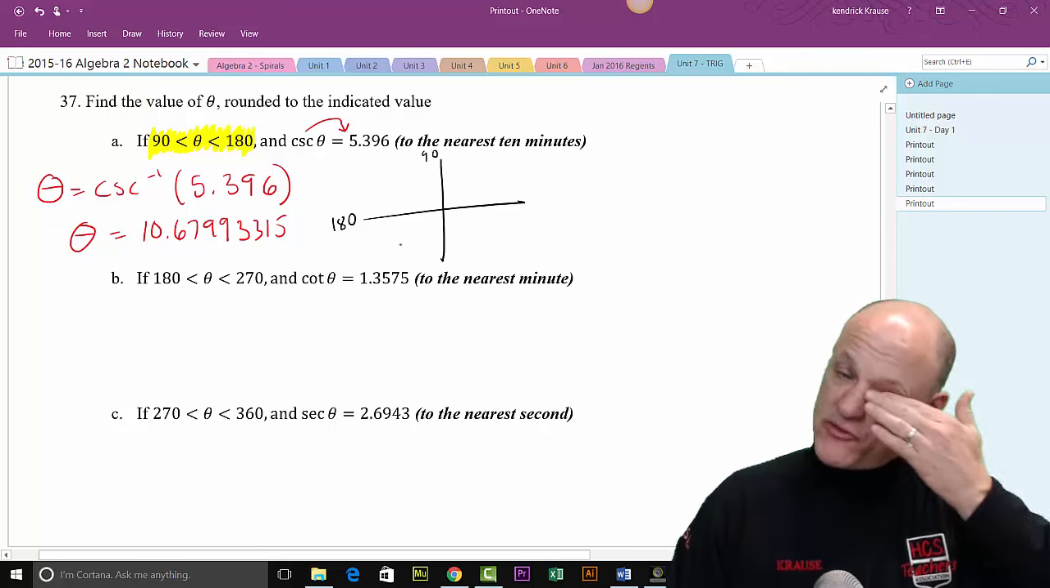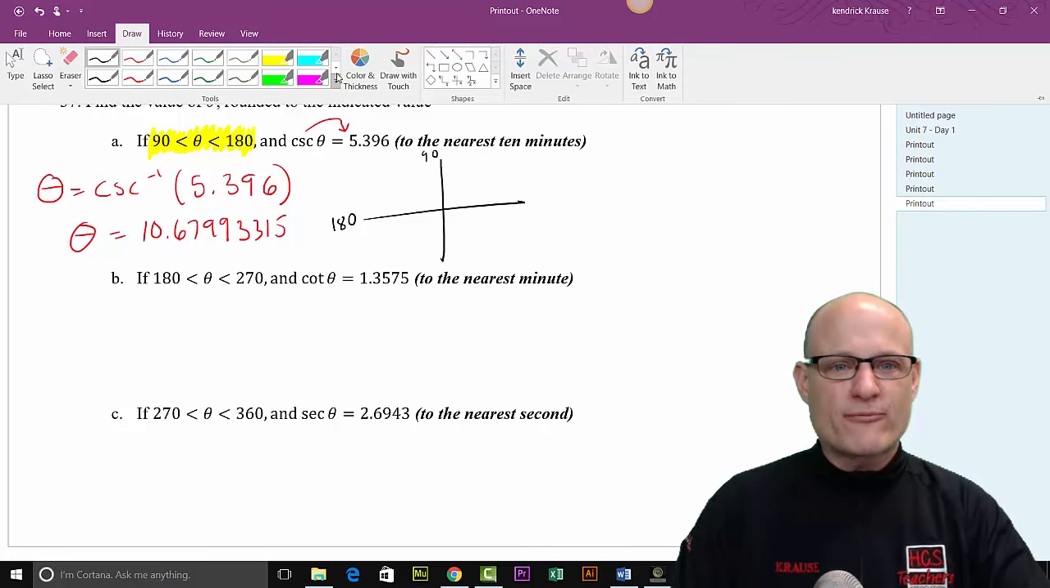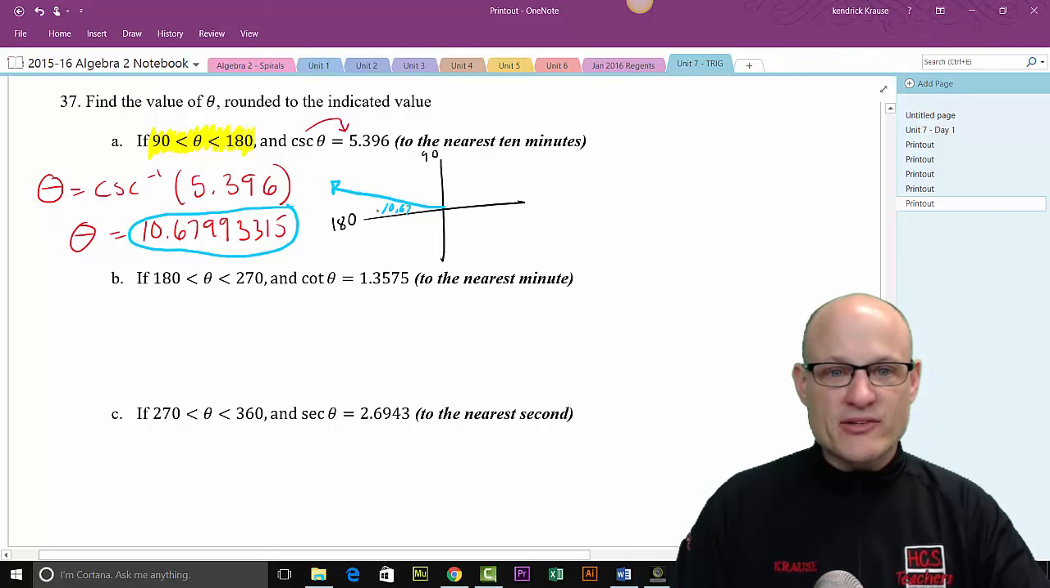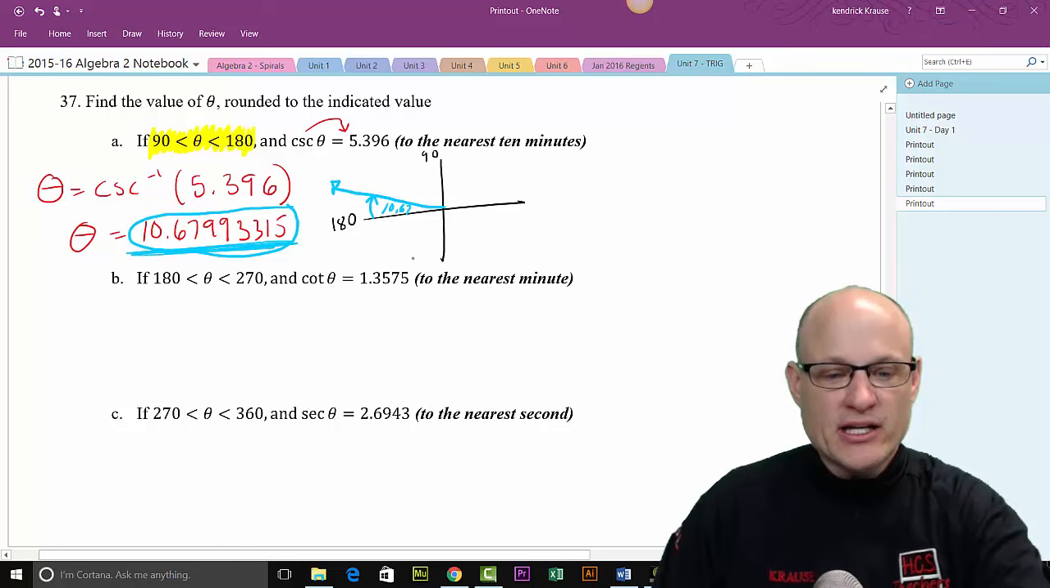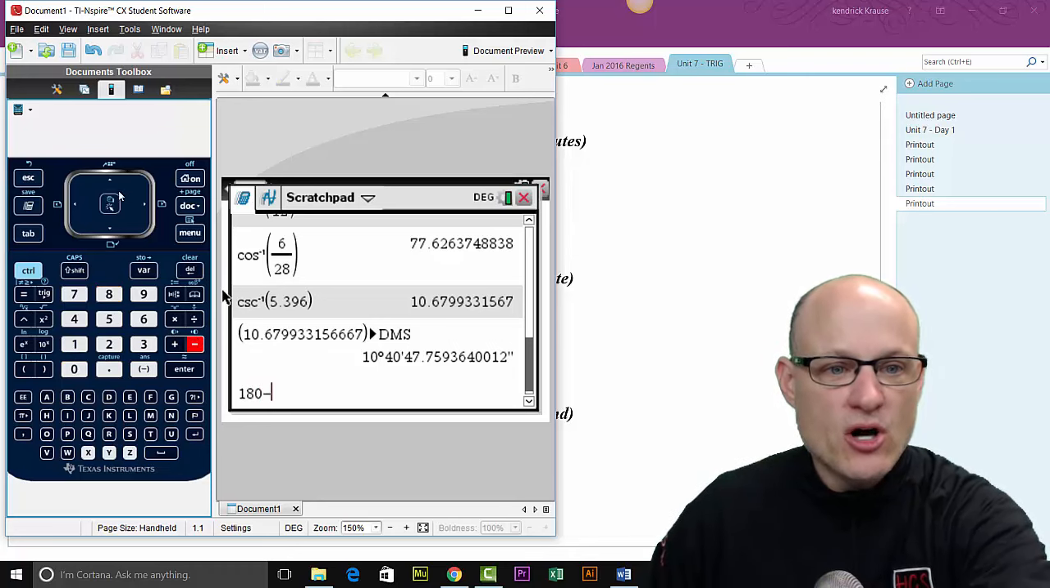Well, this is why we talk about reference angles all the time. This is my reference angle, the 10.67 angle here. But I'm in the second quadrant, so I have to be less than 180. How much less? This much less. So if I'm in the second quadrant, I take 180 and subtract off the reference angle. That's your angle. And then we DMS that.